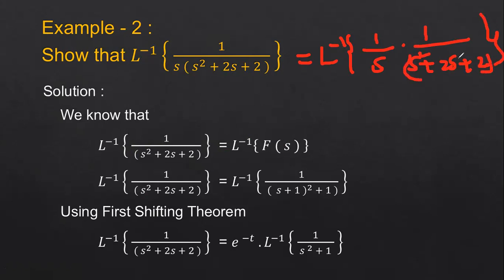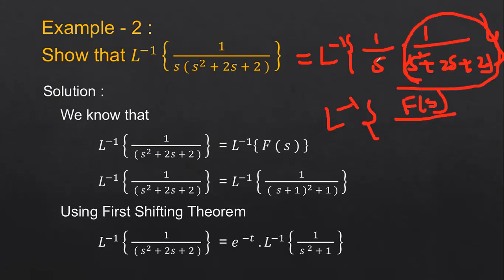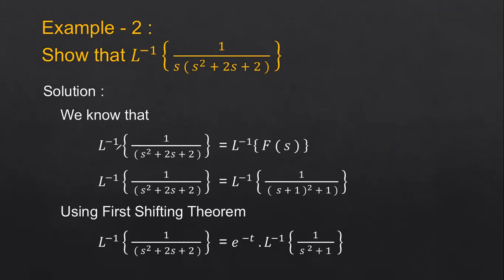Okay, now this entire function can be considered as f of s into 1 by s, that is nothing but f of s by s. Now you have to convert this f of s into f of t. The Laplace inverse of this function is nothing but your f of t.